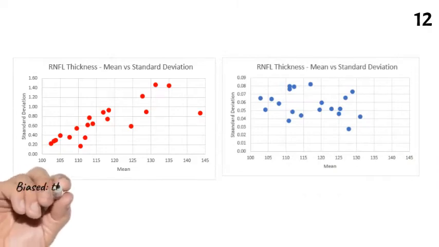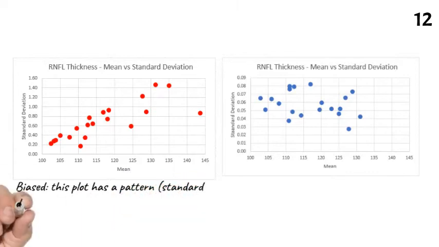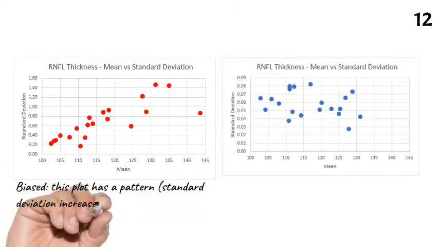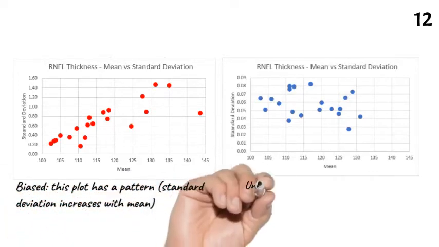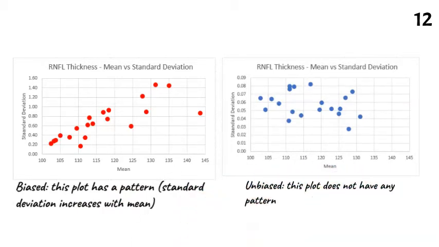This plot has a pattern. Standard deviation increases with mean. The system of measurement is biased. This plot does not have a pattern. The system of measurement is unbiased.